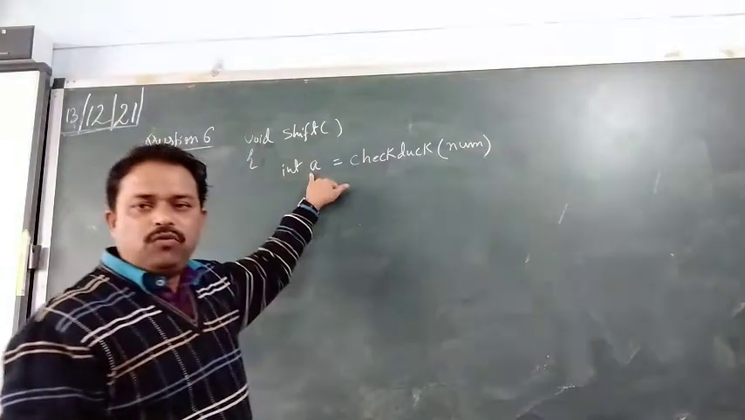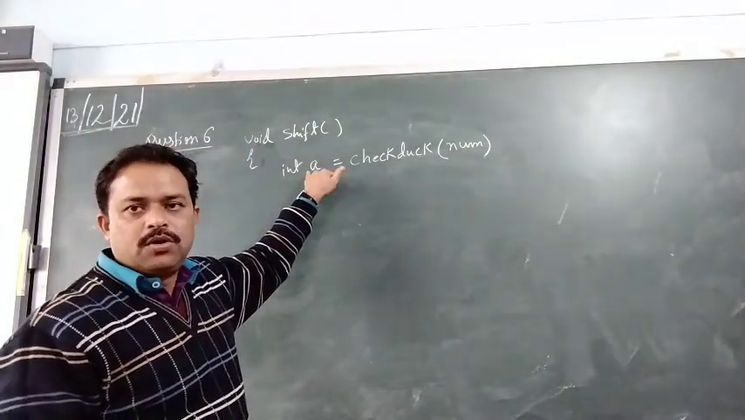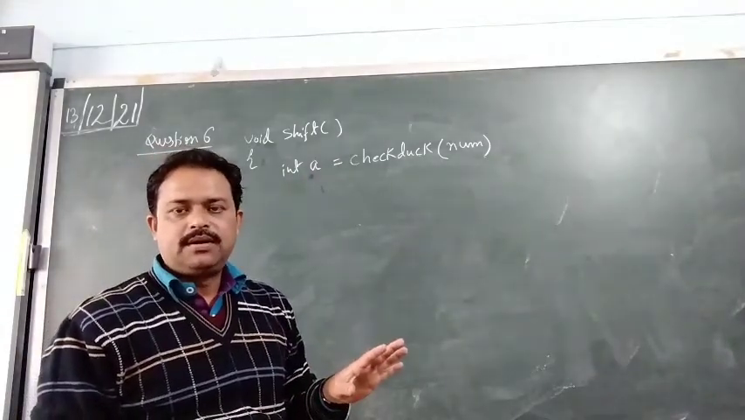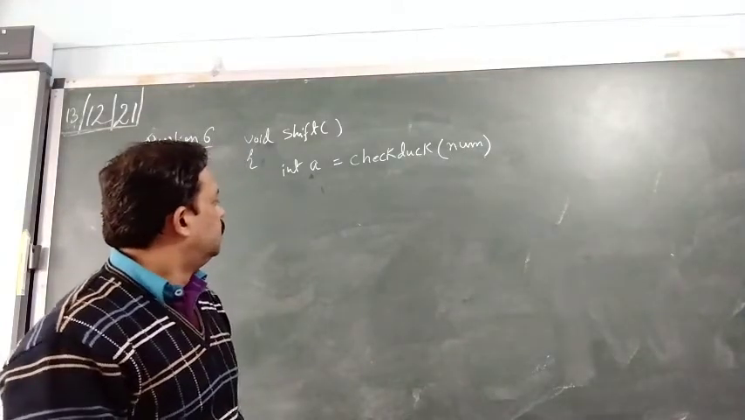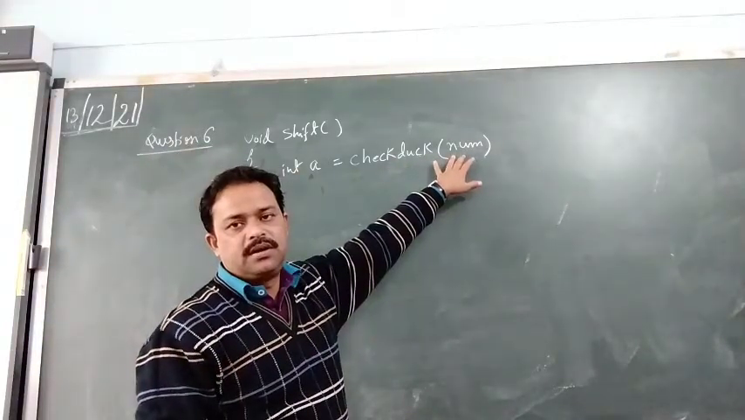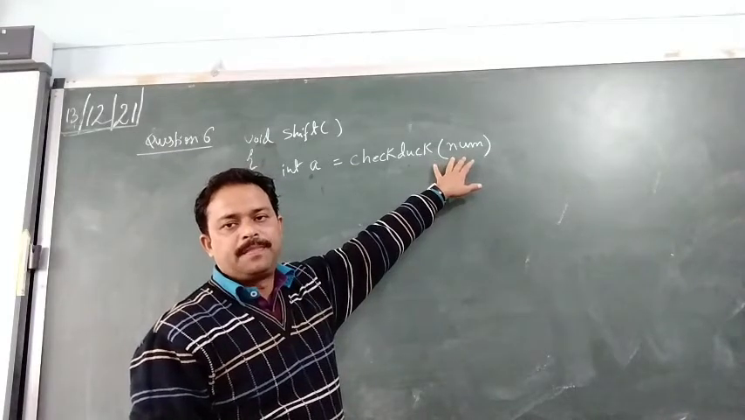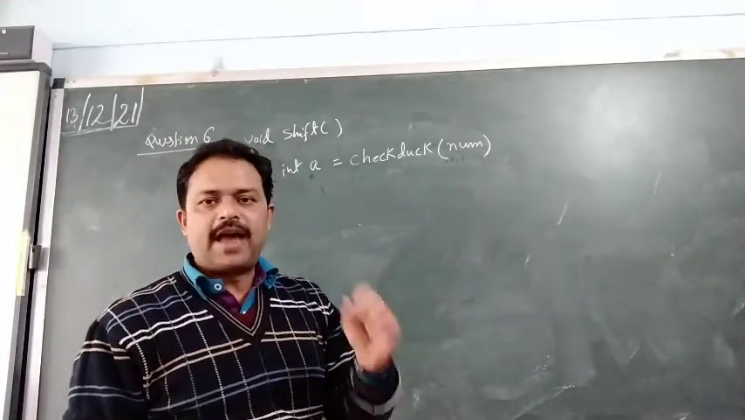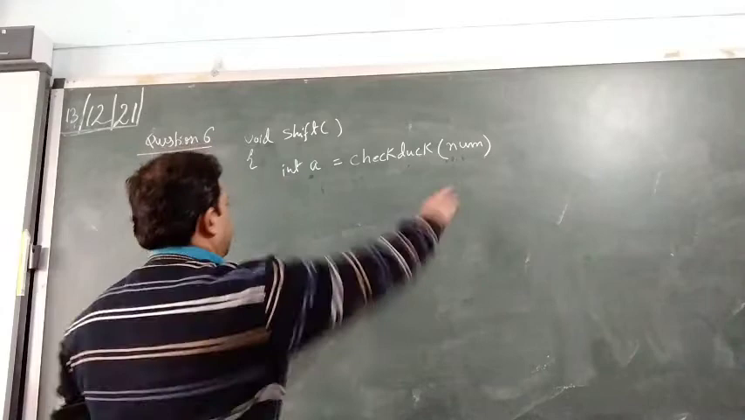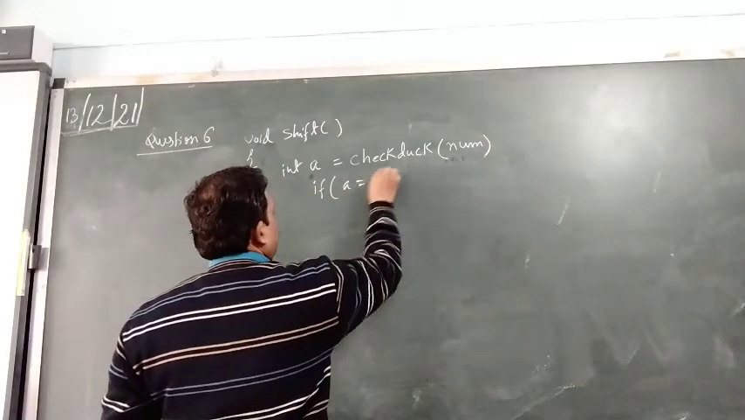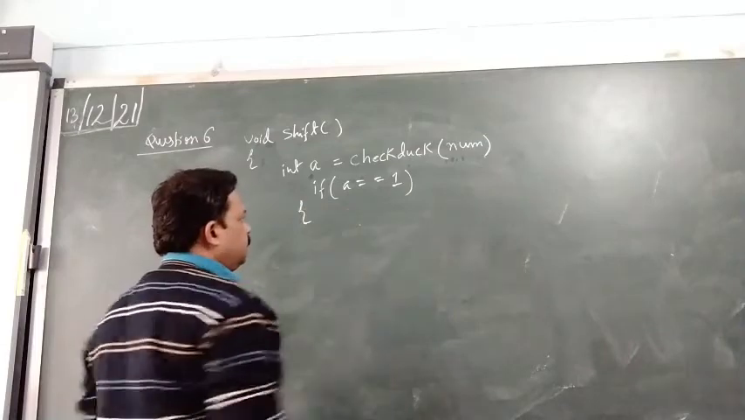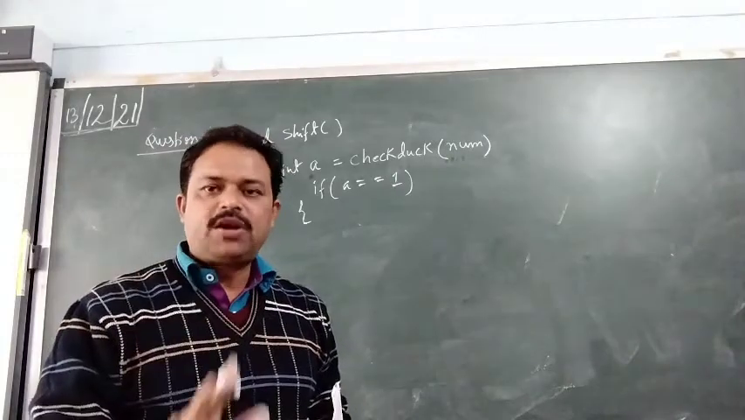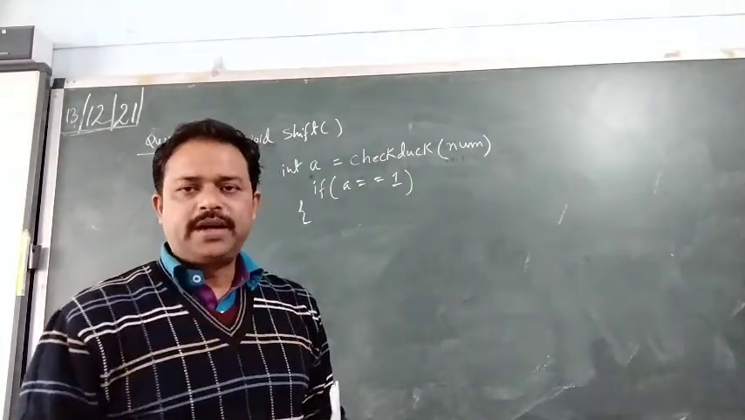In A, you will receive either 1 or 0. 1 means it is a duck number, 0 means not a duck number. Call checkDuck and pass num, the variable where I have the original value. Now let me check: if A is equal to 1, it means that it is a duck number, and if it is a duck number, now bring all the 0s to the right-hand side.